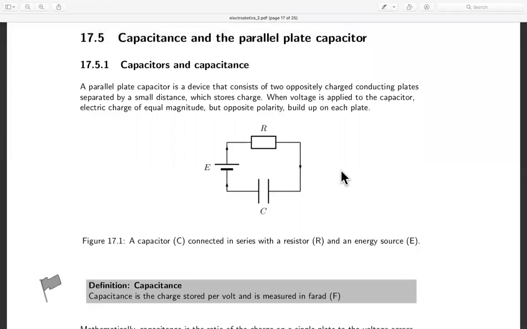Our topic is capacitance and the parallel plate capacitor. The symbol of a capacitor is two lines, parallel lines of the same length.